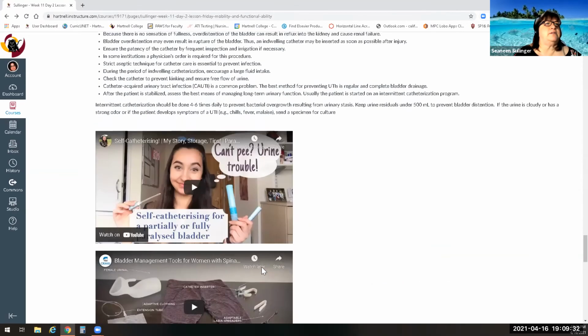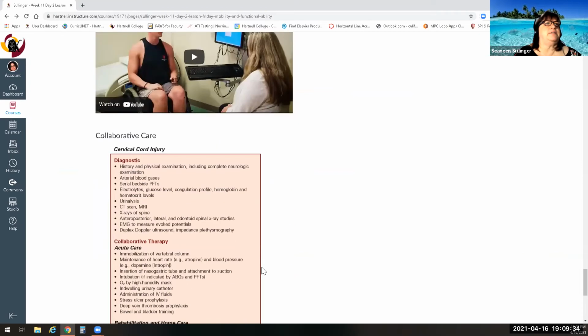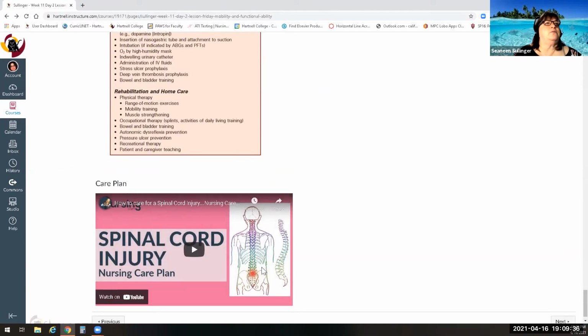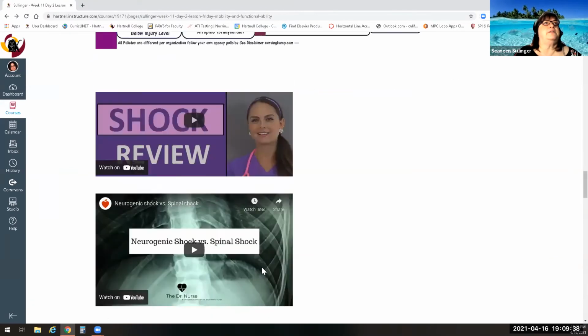I think the rest, the neurogenic bladder and bowel, that's all going to come together. And then that cervical cord injury. So there we go. Giving everybody a seizure here. Sorry.